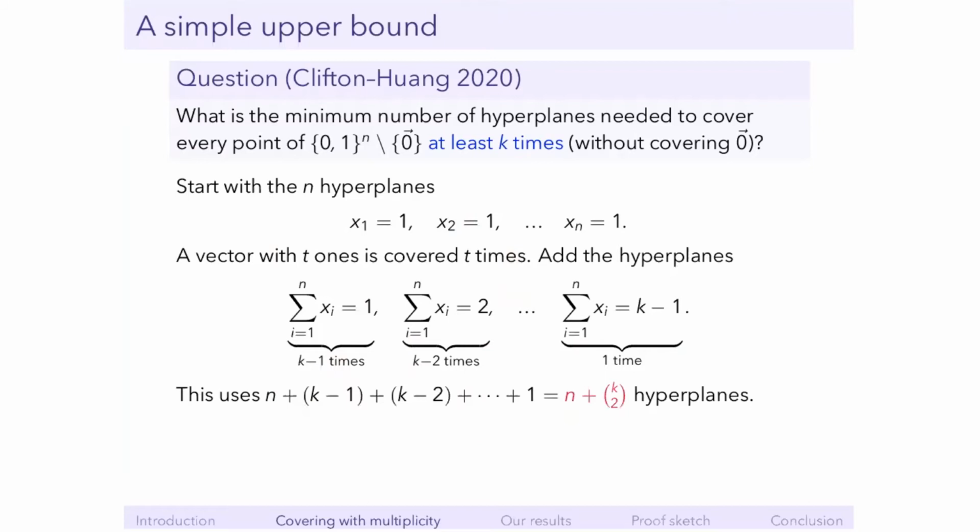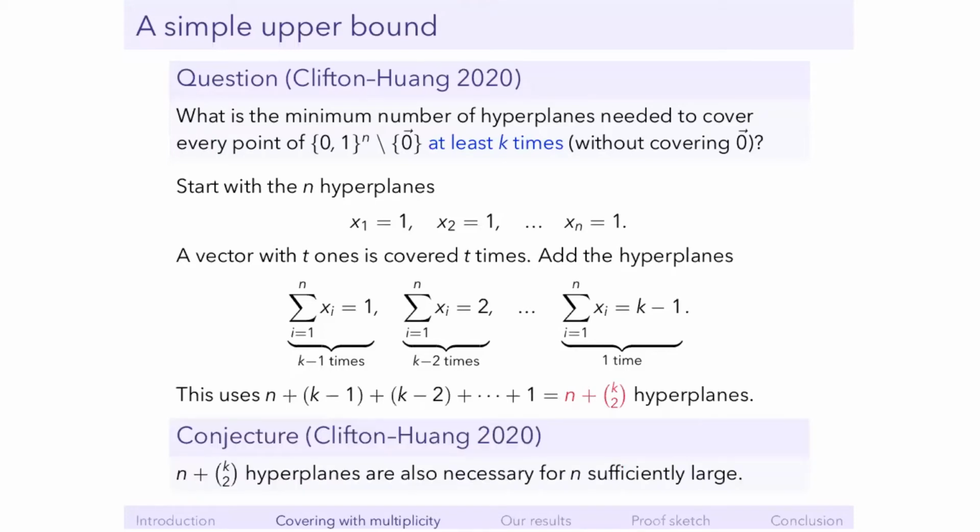And the number of hyperplanes that we used is n plus k minus 1 plus k minus 2 and so on, which is n plus k choose 2. So this is a simple upper bound, and Clifton and Huang thought about it for a while and couldn't come up with anything better. So they conjectured that this was the right answer, that for n sufficiently large, the n plus k choose 2 hyperplanes is also a lower bound, that this is really the right answer in large dimension.